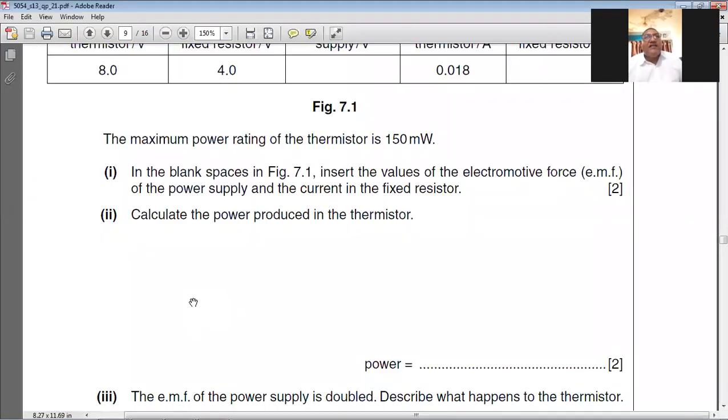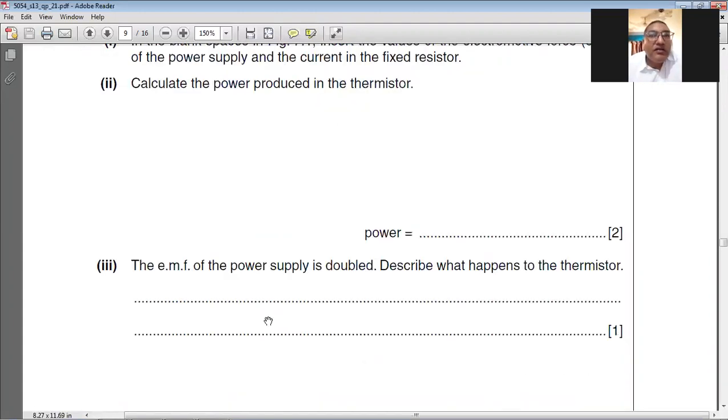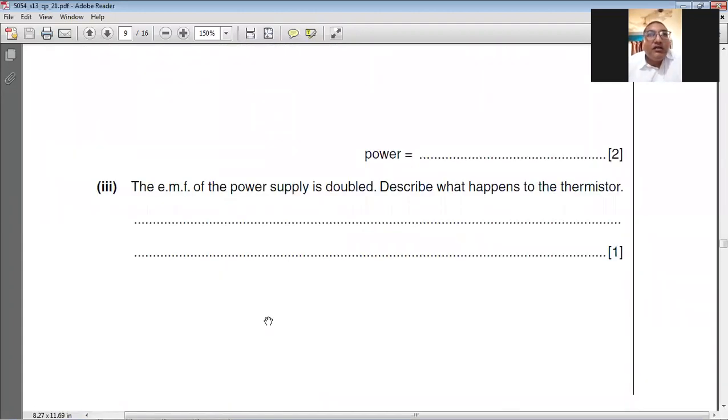The power rating of the thermistor was 150 milliwatt. So here we have provided 144 milliwatt. The EMF of the power supply is doubled. Describe what happens to the thermistor. If you double the EMF, the power dissipation around the thermistor was already 144 milliwatt, and the power rating of the thermistor was only 150 milliwatts.